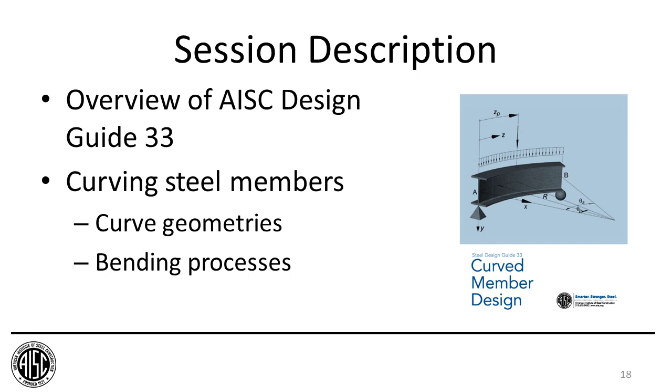Okay, so what we're going to talk about in this session is, the first thing we're going to do is give you a general overview of Design Guide 33, and that'll just be a quick run through the table of contents, basically, with maybe a minute or two of description of each of the chapters. And then we're going to go over how to curve steel members.